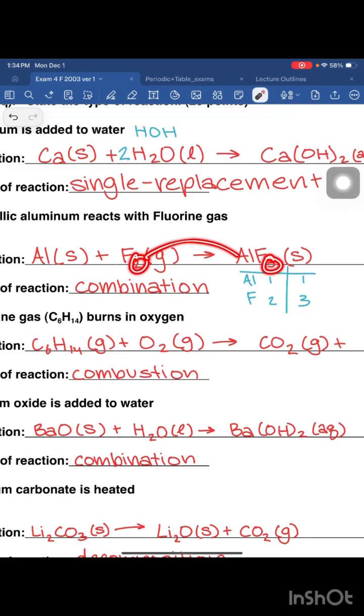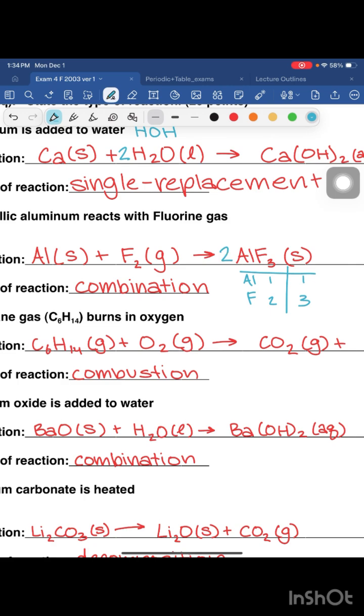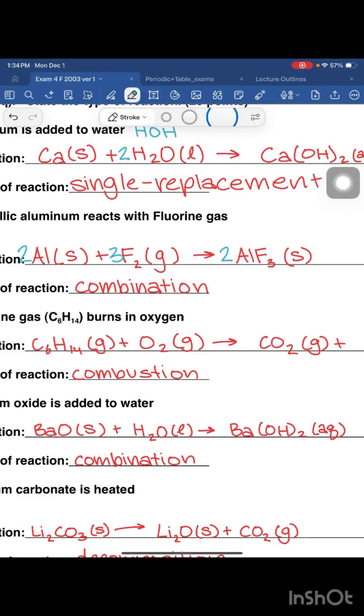So the easiest thing we can do is take the 2 numbers and put them on opposite sides. So on this side, we're going to put a 2, and this side, we're going to put a 3. This updates the fluorine to 6 on both sides. However, now I have 2 aluminums on the product side, so I'm going to need to double the aluminum on this side to make them both 2. And that one is now balanced.